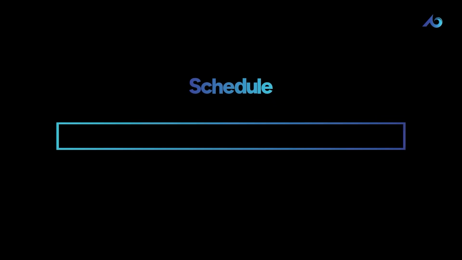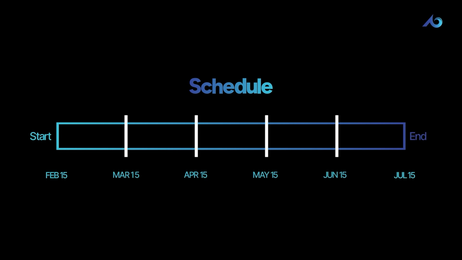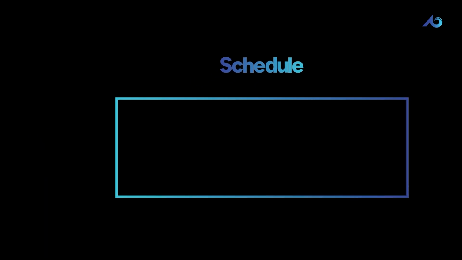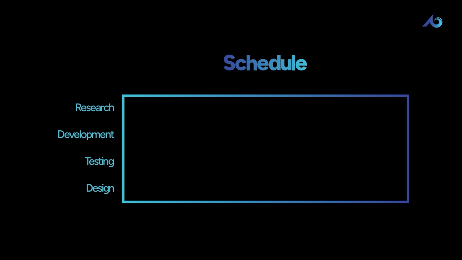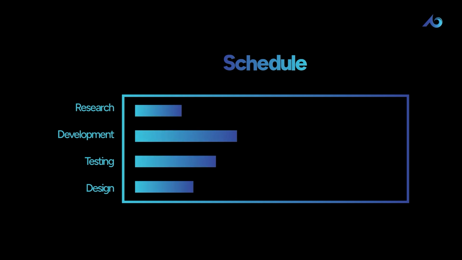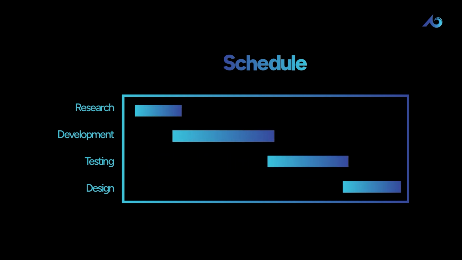Next, you'll set the schedule. This includes defining the project's timeline, milestones, and deadlines. We can do this by breaking down the project into tasks, estimating how long each will take, and determining their order of execution. It's important to be realistic and factor in some time for potential delays.